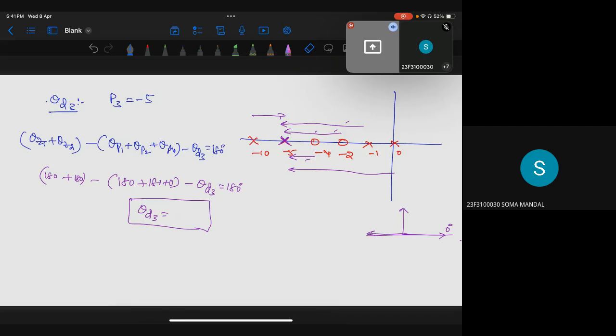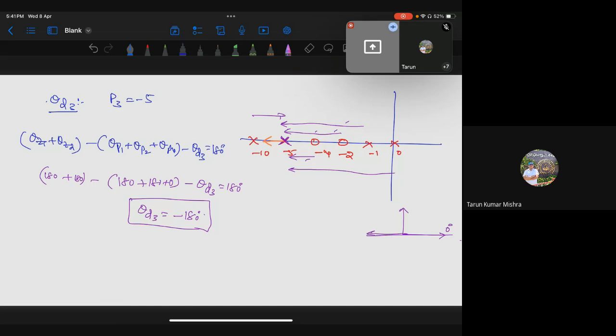This one gets cancelled. Is it 180 only? Yes, sir. It is minus 180. So now again, this one, minus 180, means same direction. Correct, sir? Minus 180 and 180. Is this step clear?